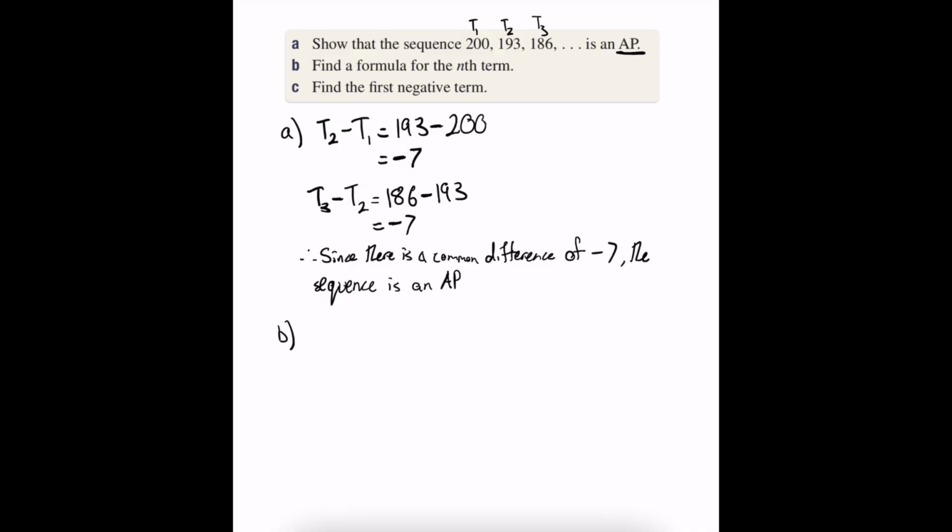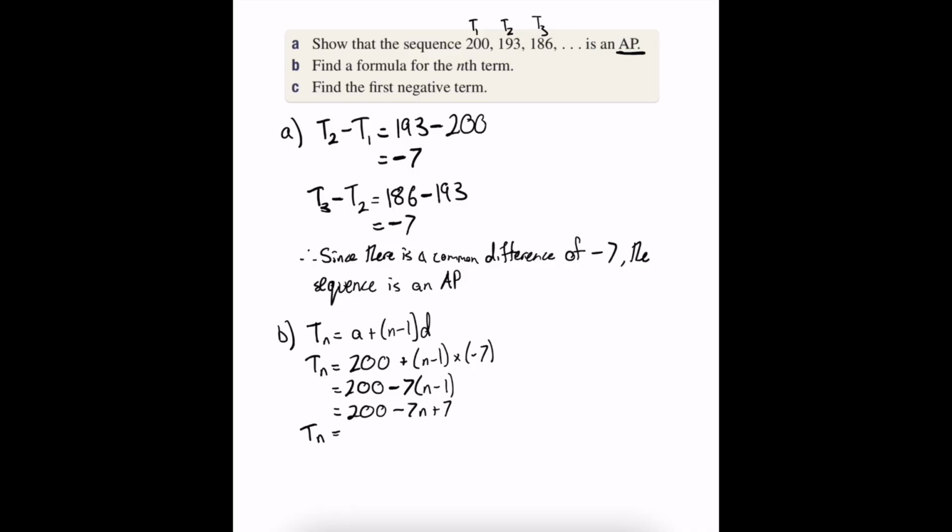Now part B says find a formula for the nth term. So we know Tn is equal to A plus (n minus 1)d. So that means we know our A is 200, that's the first term, plus (n minus 1) times -7. Or we can say 200 minus 7 outside of (n minus 1). Now if we want to expand, we can. And then we get that Tn equals 207 minus 7n.